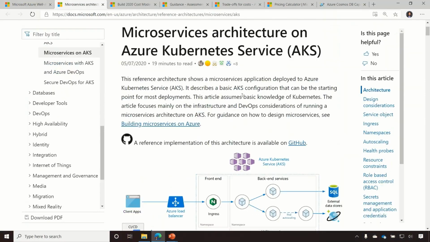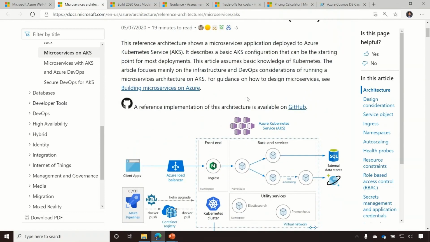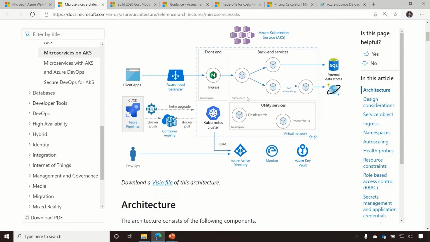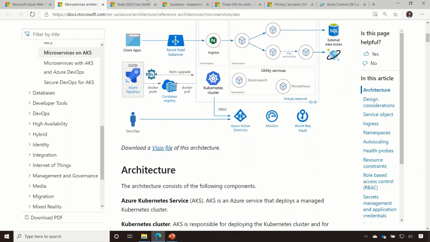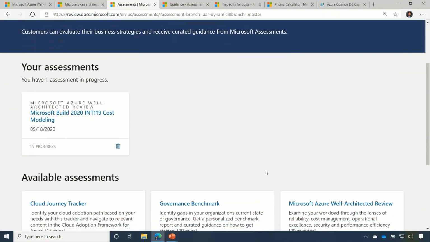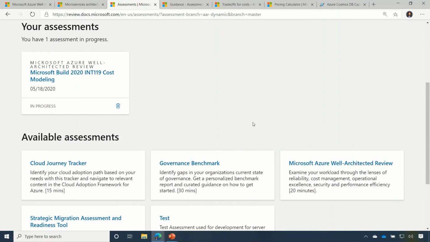My team has published in the Azure Architecture Center and GitHub a reference implementation of the microservices architecture using the Azure Kubernetes Service. We will use that architecture as an example for this review. In this architecture, we will focus on the cluster cost and the backend Cosmos DB database for cost modeling. You can begin an assessment review directly from here. This assessment review will help you quickly evaluate your workload to pinpoint opportunities for optimization.